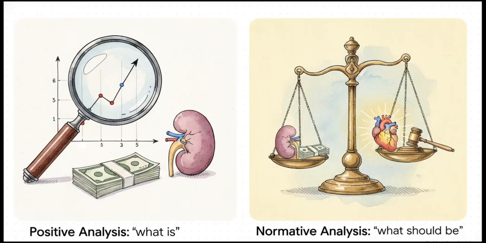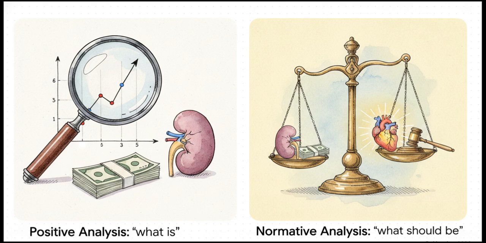This totally wild story perfectly highlights a crucial distinction in economics: positive versus normative analysis. Positive analysis is the study of the way things are. So, why did the kidney hit $5 million? Positive analysis tells us incredibly low supply plus incredibly high demand equals a massive price.